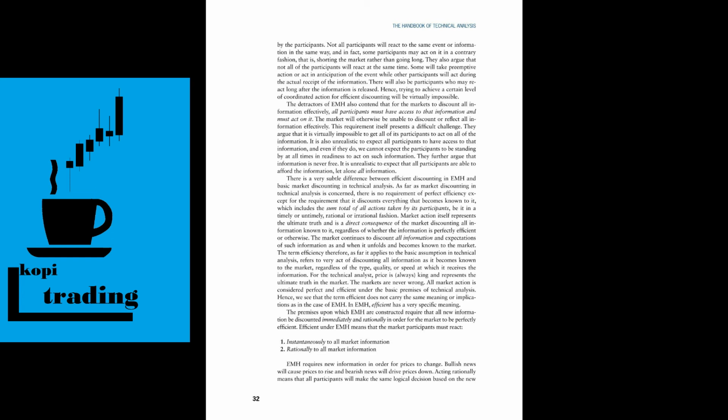There is a very subtle difference between efficient discounting in EMH and basic market discounting in technical analysis. As far as market discounting in technical analysis is concerned, there is no requirement of perfect efficiency except for the requirement that it discounts everything that becomes known to it, which includes the sum total of all actions taken by its participants, be it in a timely or untimely, rational or irrational fashion. Market action itself represents the ultimate truth and is a direct consequence of the market discounting all information known to it, regardless of whether the information is perfectly efficient or otherwise.